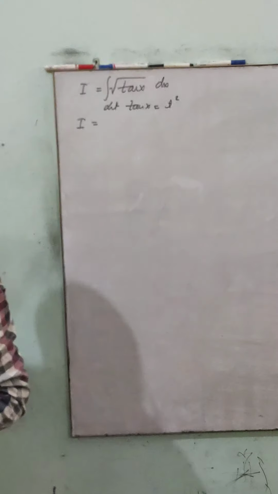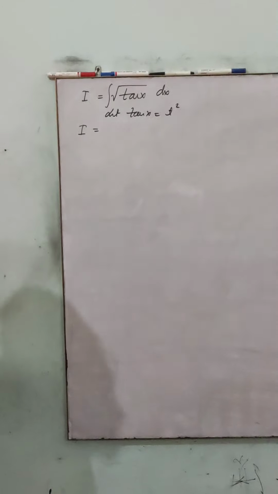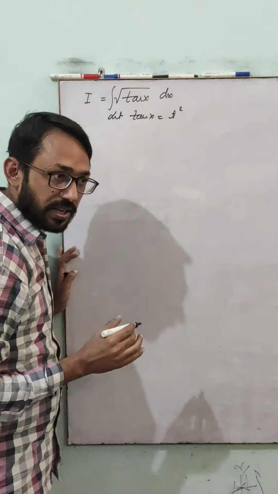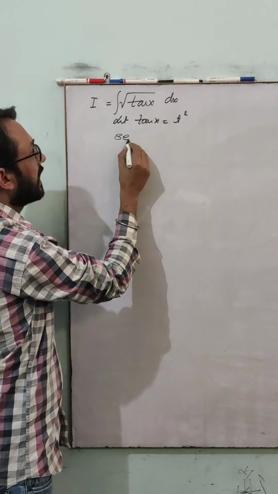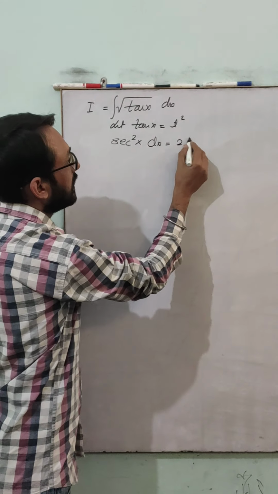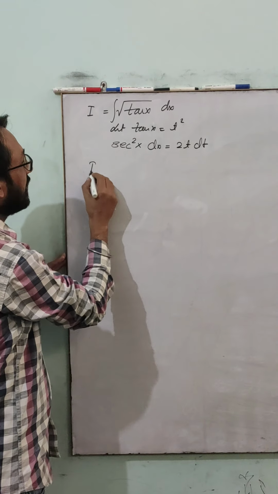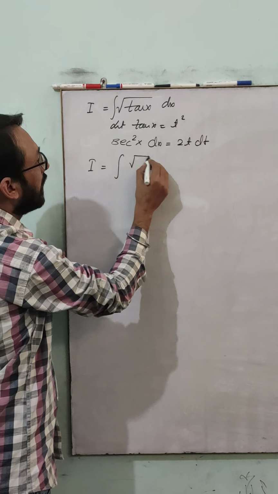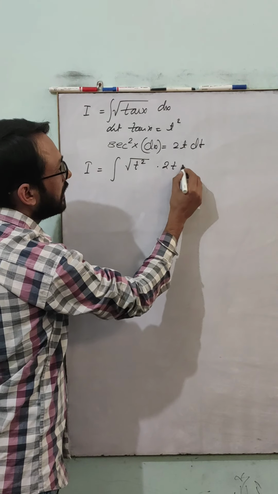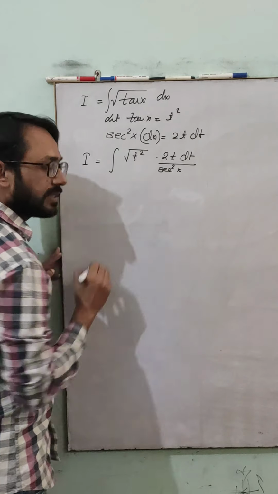The integration of root tan x. So we are supposing let tan x equals t square. Differentiating both the sides, the differentiation of tan x is sec square x dx will be 2t dt. Let us put this. So I is equals to integral under root t square, the value of dx is 2t dt upon sec square x.